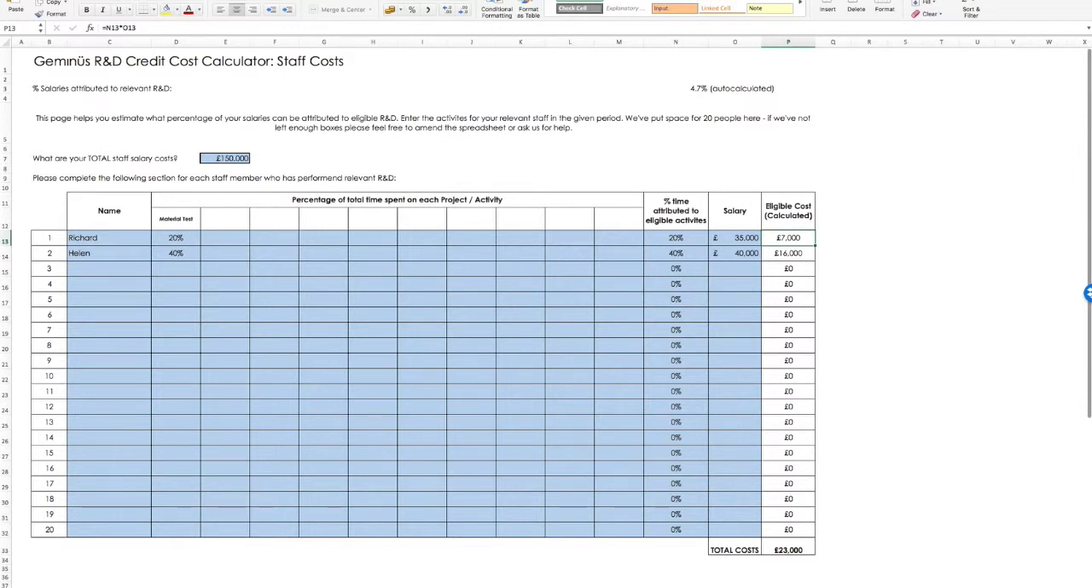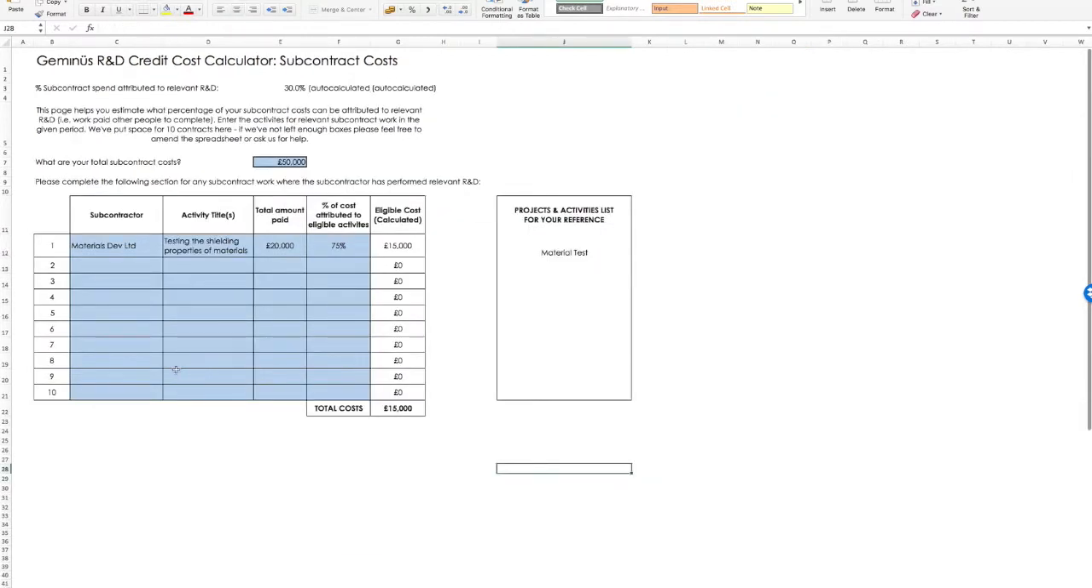So once that's complete, we then move on to subcontract costs, and it gets very, very simple from here on. So subcontract costs, here we are looking at work that we have subcontracted to other organisations. And in doing that, we must have specified what the technical problem actually is.